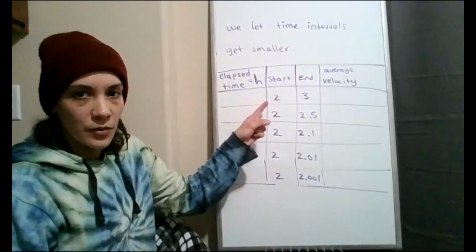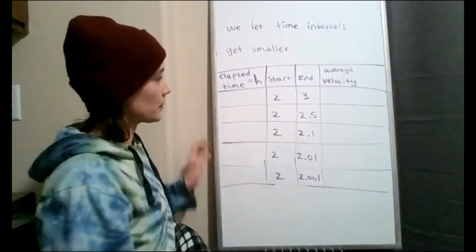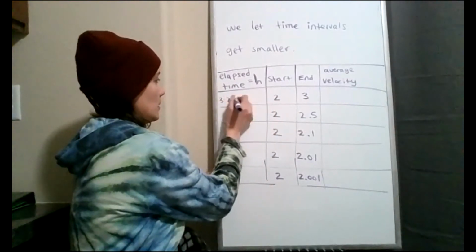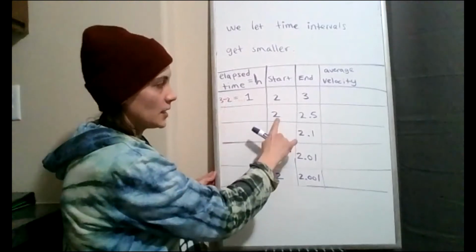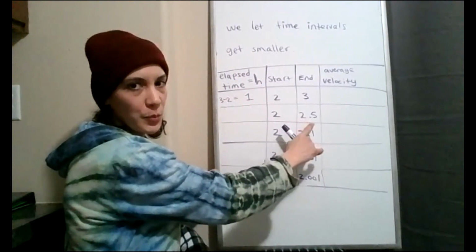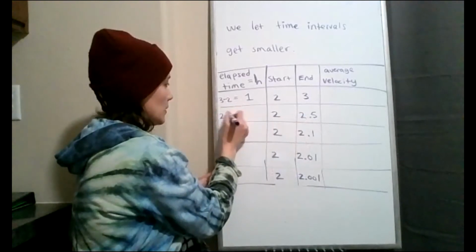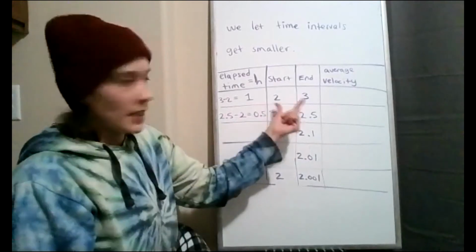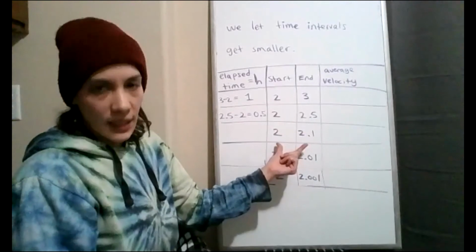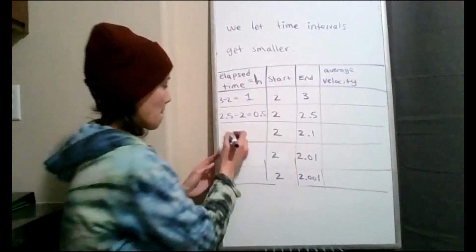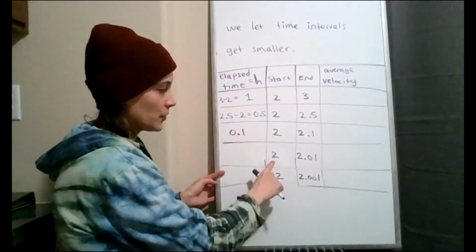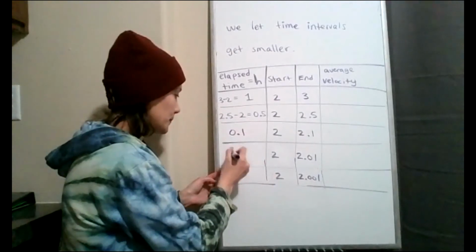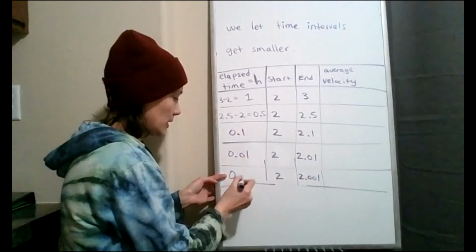Okay, so the interval from 2 to 3. The distance between 2 and 3 is 1. And the distance from 2 to 2.5, or the difference between 2.5 and 2, is 0.5. So I'm just finding the length of each interval. This interval has a length of 0.1. This interval goes from 2 to 2.01, so it's a distance of 0.01. And this one's 0.001.